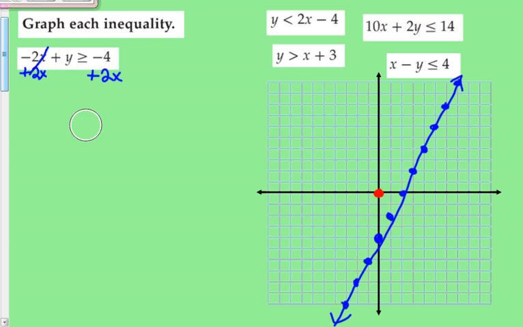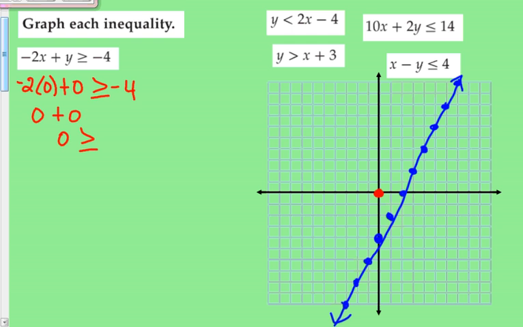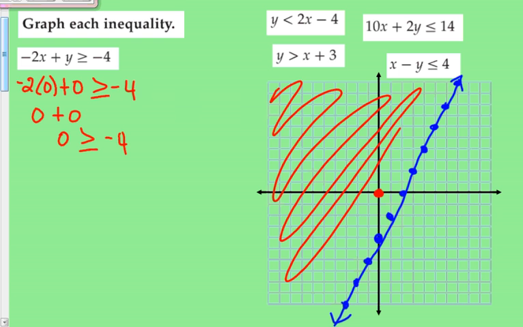I want you to use the test point in your original inequality. So you're going to put negative 2 times 0 plus 0 greater than or equal to negative 4. Negative 2 times 0 is 0, plus 0. So you end up with 0 greater than or equal to negative 4. And is that a true statement? It is, because 0 is always bigger than the negative. That means this is one of the solutions. So it's definitely this side that we shade. And you're finished with that one.